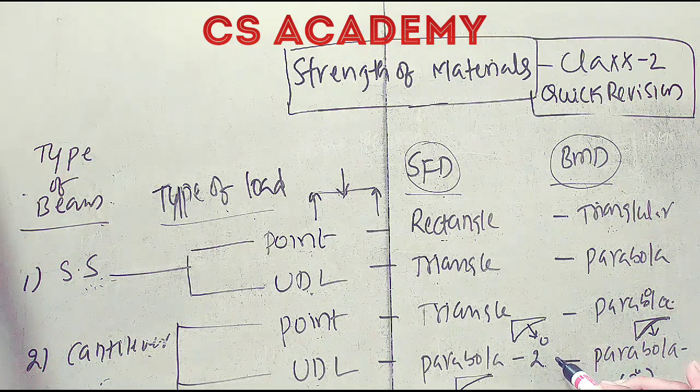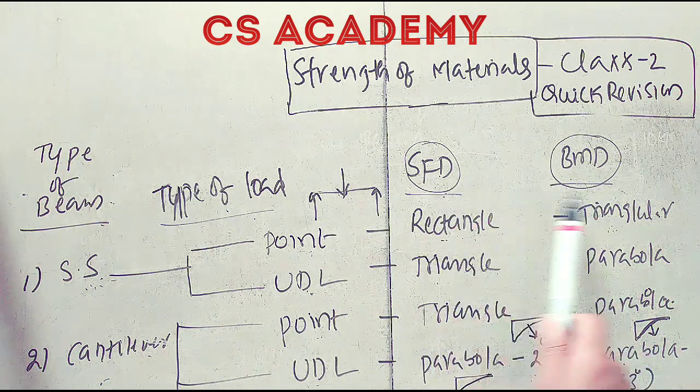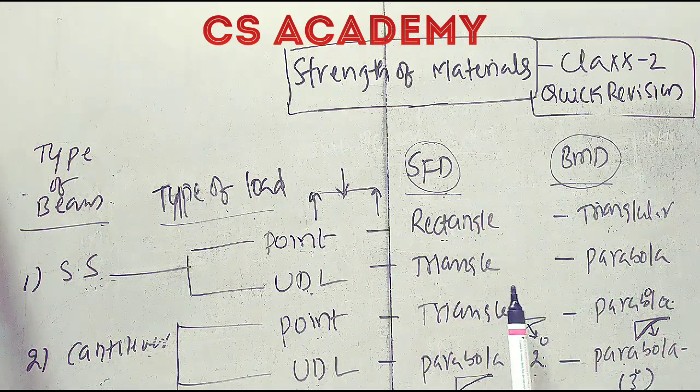From UDL, going from the shear force diagram to the bending moment diagram, the degree just increases by one. That is the meaning of this. Finally, this is a very important chart and you will get one question from it. It relates to the type of beam and type of loading, and how the shear force and bending moment diagrams vary. You have to remember and understand this chart. Based on this chart only, you have to draw every shear force and bending moment diagram.